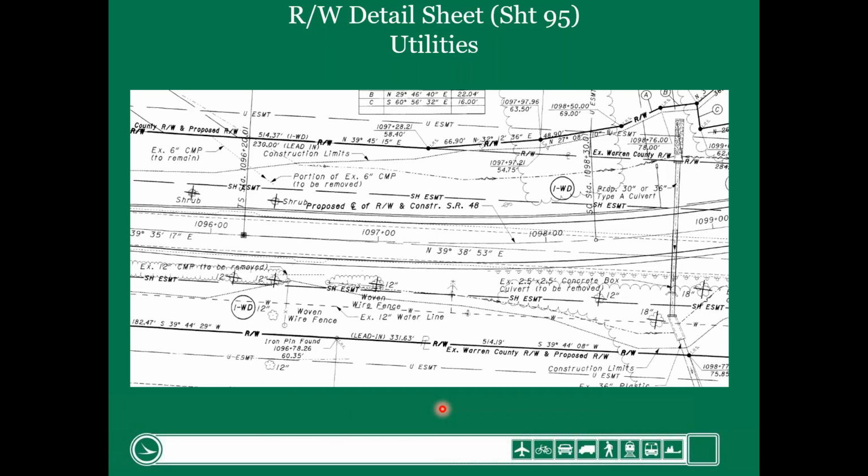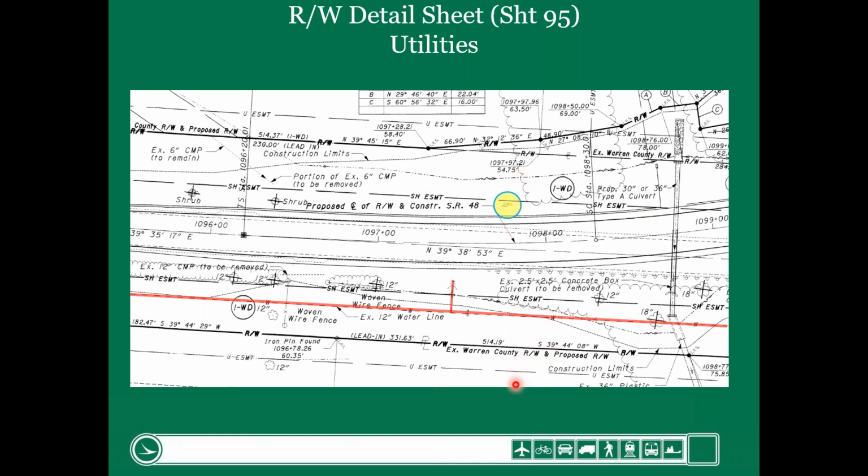Also, we show on our right-of-way detail sheets the utilities. We show below ground. So this is a water line, and this is a fire hydrant symbol right here. We also show the above ground utilities. Here's a telephone pole or power pole. Actually, power pole, that's what P means.